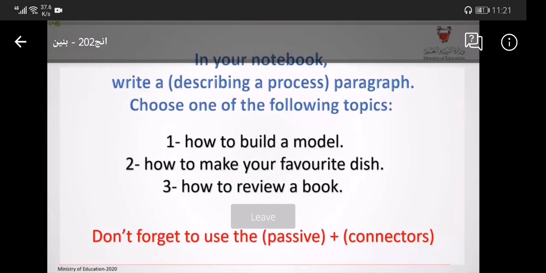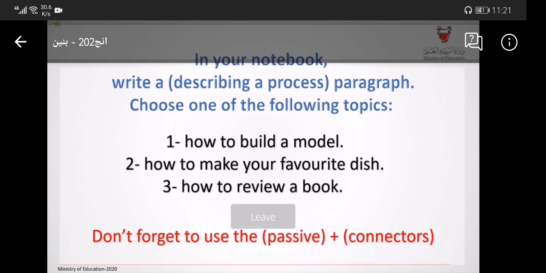Okay, you'll be given 15 or 20 minutes. Write a describing a process paragraph in your notebook. Choose one of the following topics. The first topic is how to build a model. By that we mean what are the steps necessary to build a model of an airplane, for example, or a motorbike, or a miniature of a vehicle.